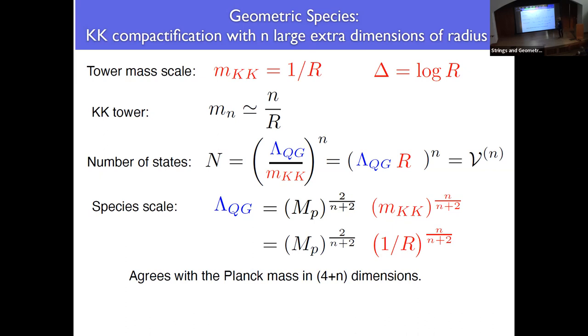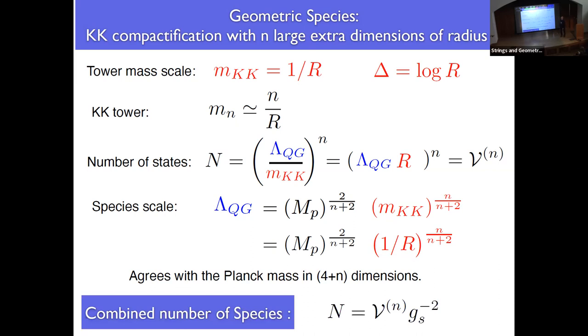And again, this agrees with some formula which was known before, namely this is nothing else than the Planck mass in the 4 plus n dimensions. So all this fits very nicely together. And then you can also consider a combined number of species N, which is the volume of the compact space times g_s to the minus 2 here in 4 dimensions.